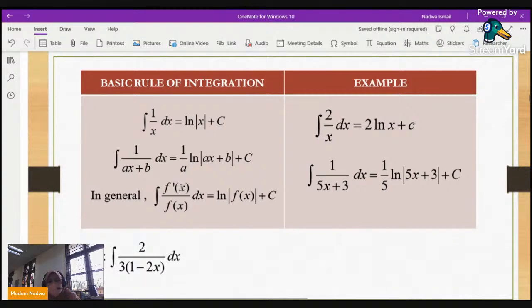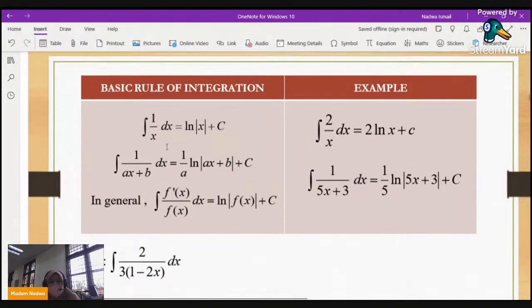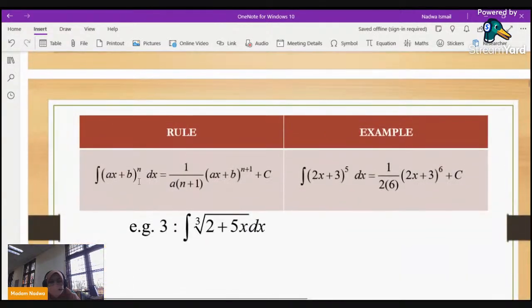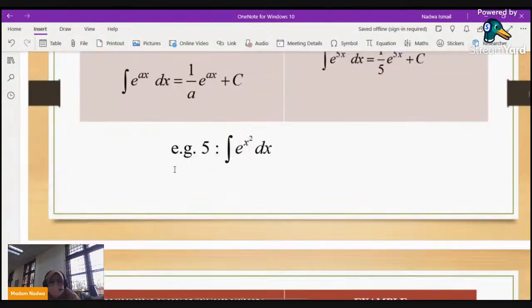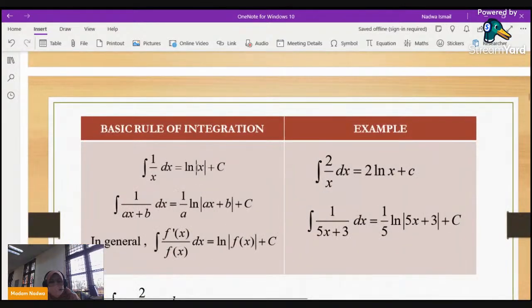So negative 1 plus 1 we will get 0, and then we have to divide by the new power. When we divide by 0, the denominator becomes zero, so it cannot be done. So here we cannot use the power rule like we did here. We cannot convert it, if it is 1 over, to a power of negative 1. Because there is a rule: if it is 1 over, the name becomes ln. Right? 1 over ax plus b becomes ln ax plus b.